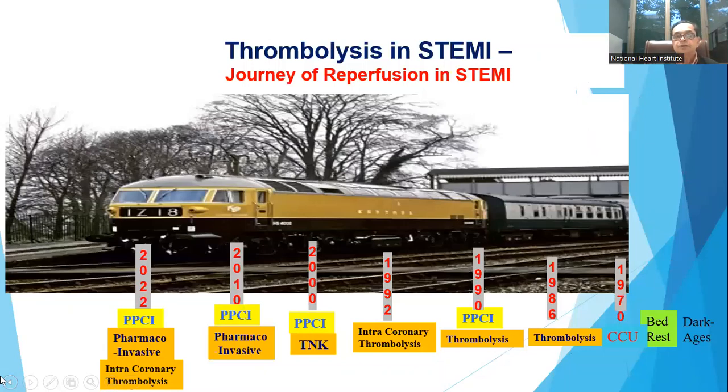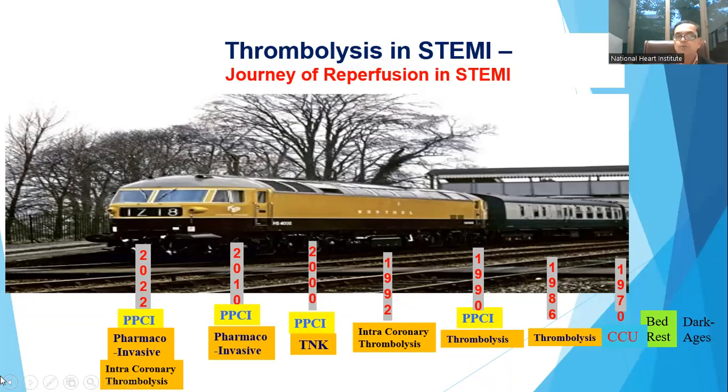If we see the journey of reperfusion in STEMI, right from the beginning in the early days of 1970, we had just patients to be admitted in CCU with bed rest and some antithrombotic in the form of unfractionated heparin. When we came to 1986, thrombolysis came into the scenario. It was a mode of reperfusion. 1990, primary PCI was introduced, of course, but thrombolysis remained along with it. In major parts of the world, both the modalities were going on.